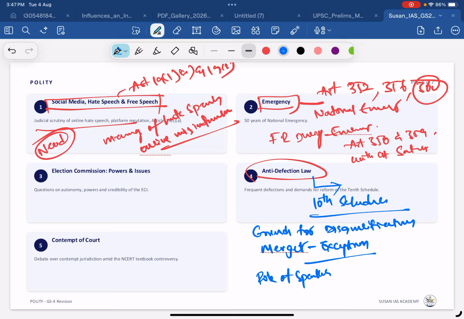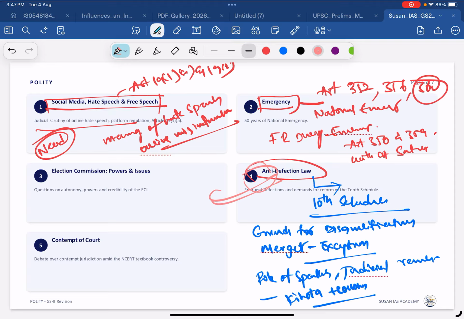The role of the speaker in the anti-defection law, and judicial review, and cases like Kihoto Hollohan and the Nabam Rebia case. These have to be known and quoted in your answers. And problems with the law: what are the problems with the anti-defection law? One has to write these points, right? And the impact on legislative dissent, and what reform proposals are needed to tackle these defections, right?